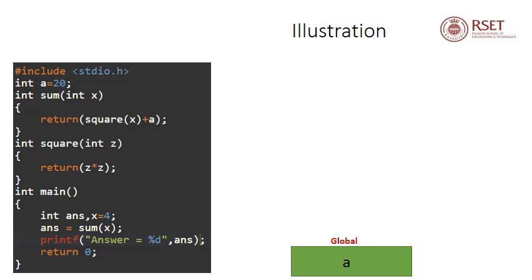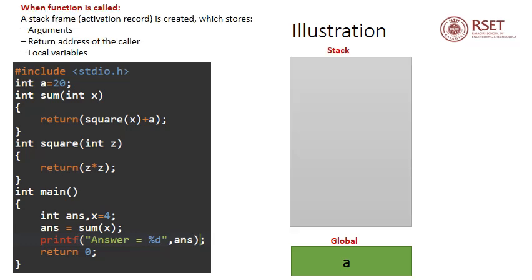Next we'll start execution from the main function. So inside the stack, initially the activation record of the main function will be pushed. There we need information like the arguments of the main function. It doesn't have any arguments. Next, the return address of the main function will be stored. Next, we'll have the local variables. So here we have two local variables, x and answer. All this information will be stored in the activation record associated with the main function.